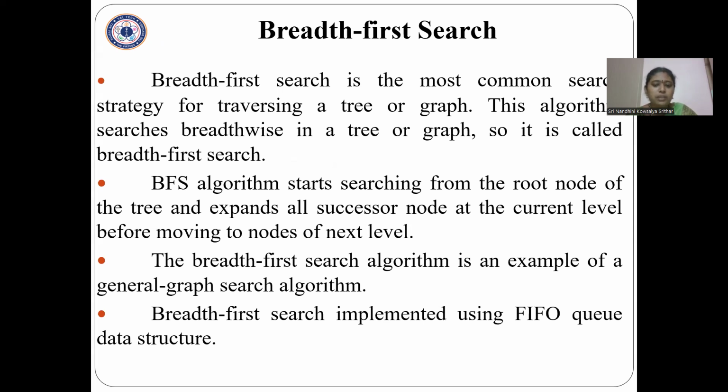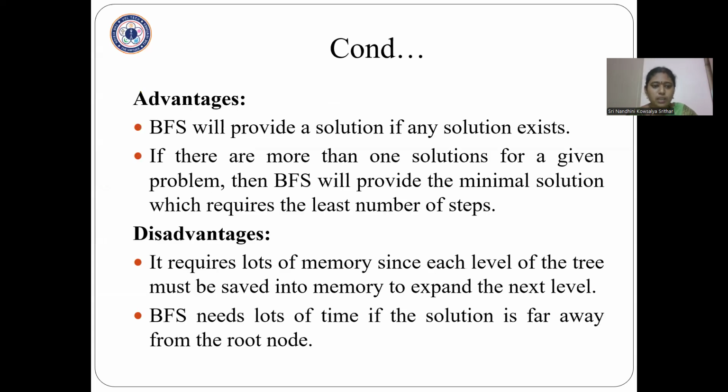It is also implemented using FIFO queue data structures. The advantages of breadth first search: it will provide a solution if any solution exists. If there is more than one solution for a given problem, then breadth first search will provide the minimum solution, which requires the least number of steps. Disadvantages: it requires a lot of memory since each level of the tree must be saved into memory to expand the next level. It needs lots of time to find the solution.